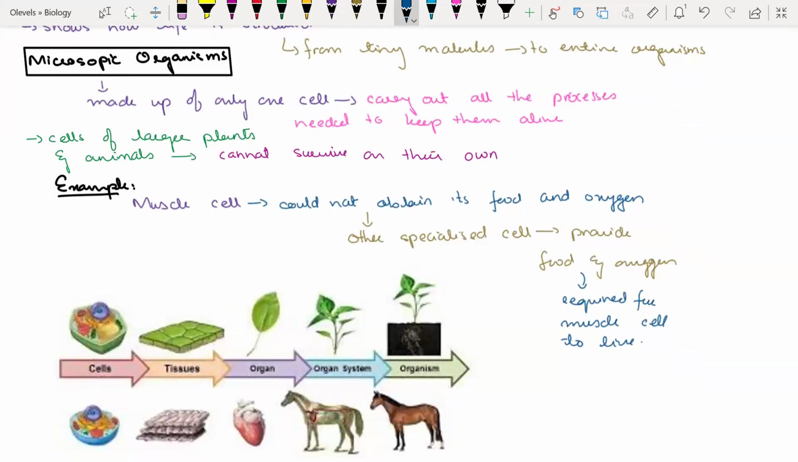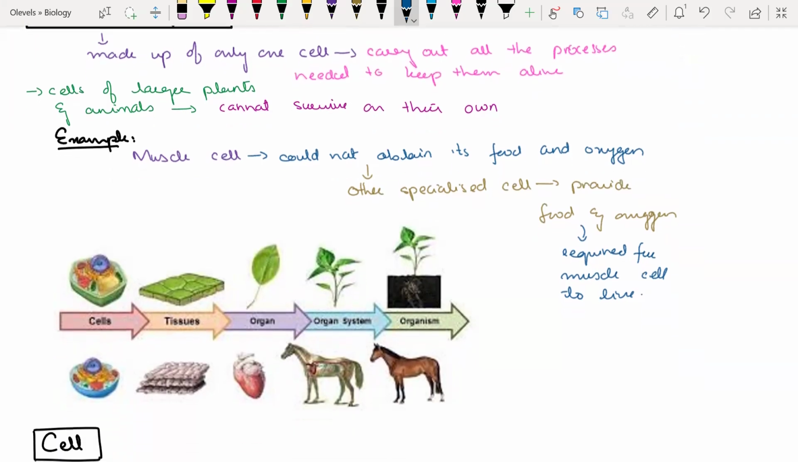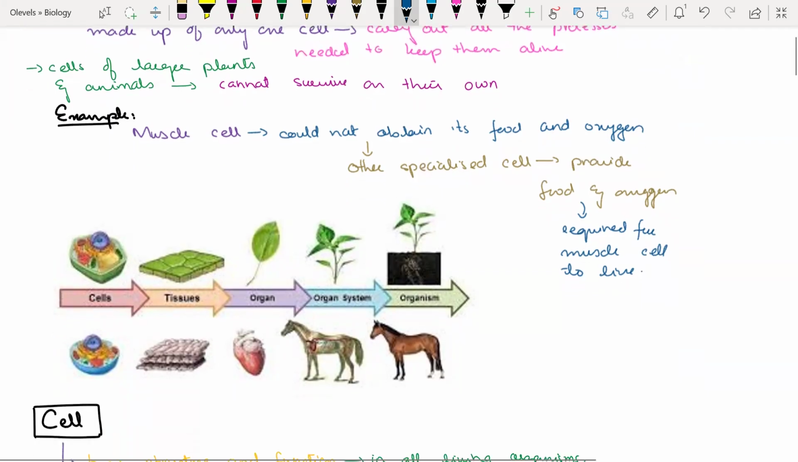But this was for microscopic organisms that are very small, the unicellular, single-celled organisms. Now, if we talk about the larger plants and animals, we know that they cannot survive on their own, right? For example, take a muscle cell. It cannot obtain its food and oxygen by itself. There are other specialized cells that provide food and oxygen to it, and this food and oxygen is obviously required for the muscle cell to survive, right?